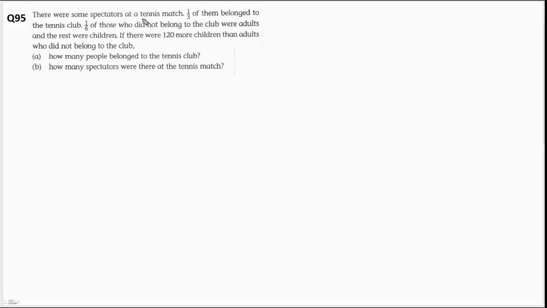There were some spectators at a tennis match. A third of them belonged to the tennis club. A sixth of those who did not belong to the club were adults and the rest were children. If there were 120 more children than adults who did not belong to the club, we're asked how many people belonged to the tennis club and how many spectators were there at the tennis match.